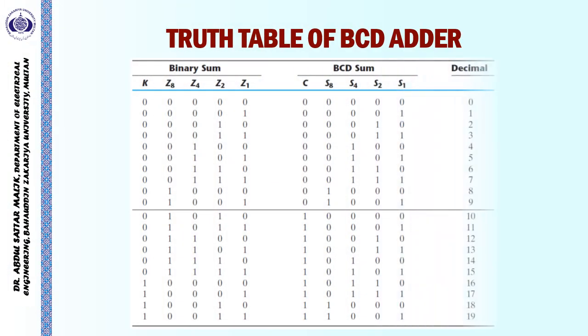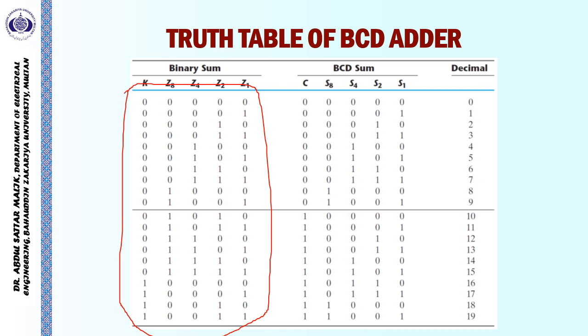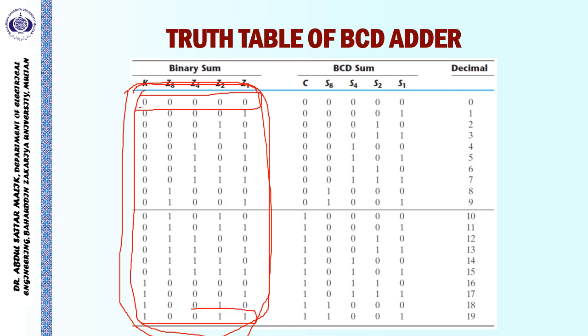So here is the truth table. We have taken the possible sums of two BCD numbers. As I mentioned earlier, if the first number has the maximum value 9 and the second BCD digit also has the maximum value 9, and if there is a previous carry, then the maximum sum is 19. So we have taken the minimum to maximum possible values starting from 0, 0, 0, 0, 0 and up to 1, 0, 0, 1, 1.